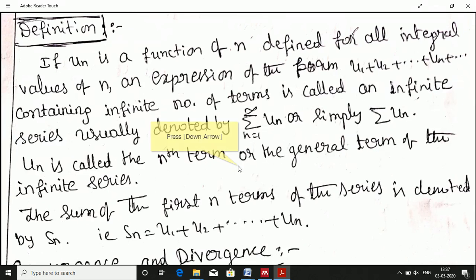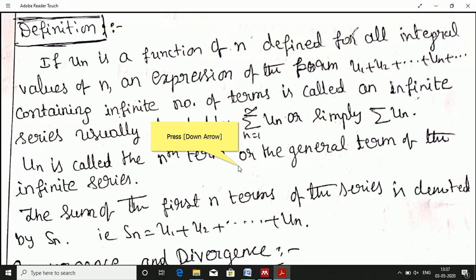If un is some function of n and it is defined for all integral values of n, an expression of the form u1 plus u2 plus dot dot plus un plus up to infinity, containing infinite number of terms, is called an infinite series. Usually this series is denoted as sigma n is equal to 1 to infinity un or simply sigma un. Un is called the nth term or the general term of the infinite series.